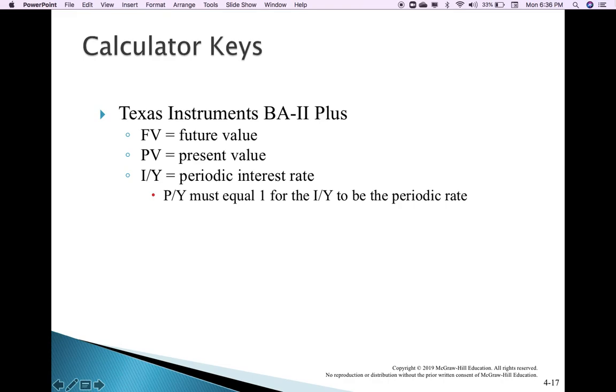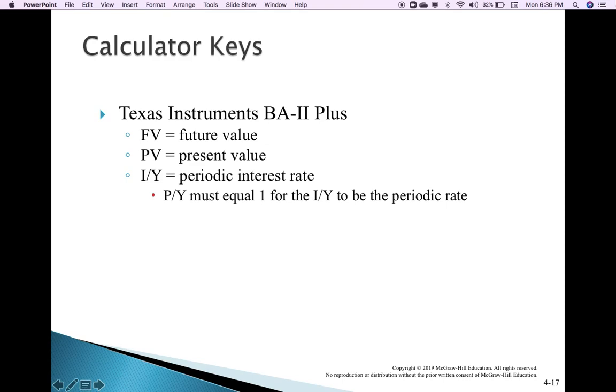Okay, so if you open your BA2 Plus, there is a key called second button. Click the second, then click on the IY. Then it will show you PY is equal to 1. If it is not showing 1, make it 1. For example, if PY is showing 2, then make it 1, enter. Then it will be PY is equal to 1.